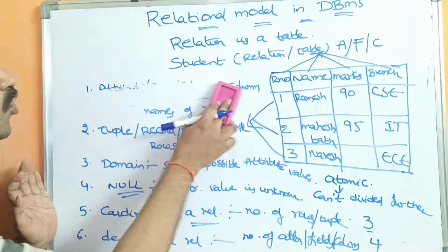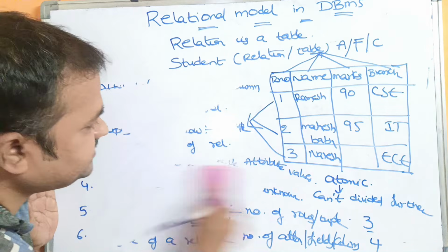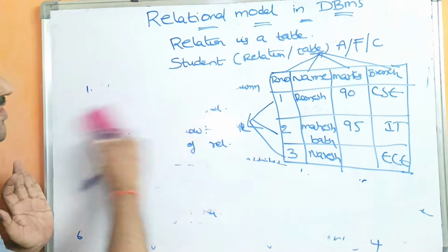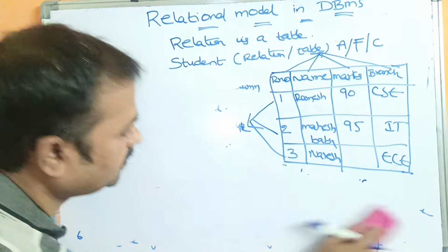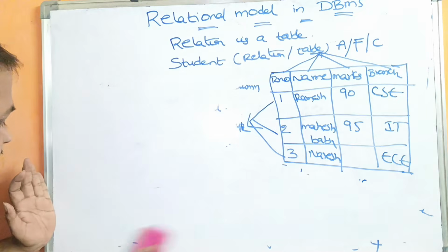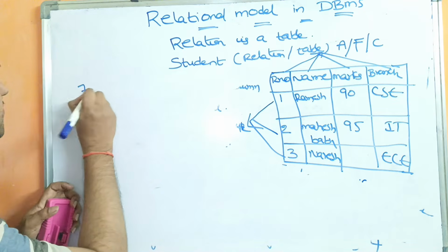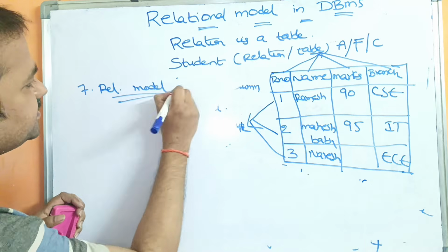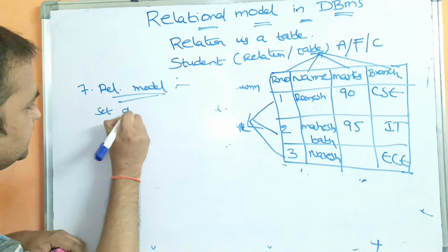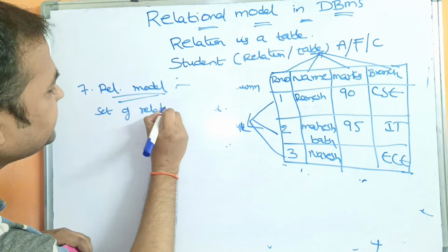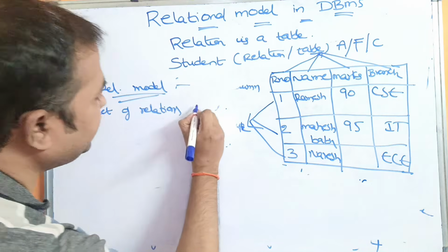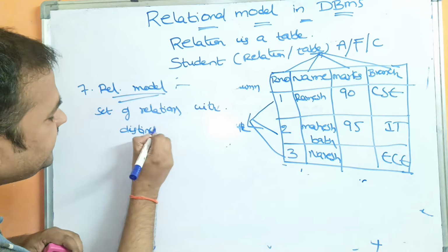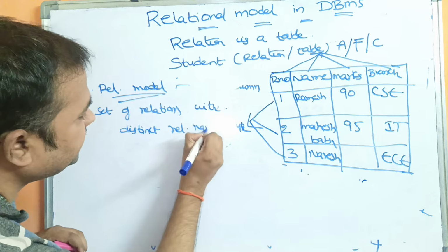Now let us see some more terminologies. The next terminology, the 7th one, is relational model. So what is relational model? Relational model means a set of relations. Set means collection. So a collection of relations with distinct relation names, with different relation names.